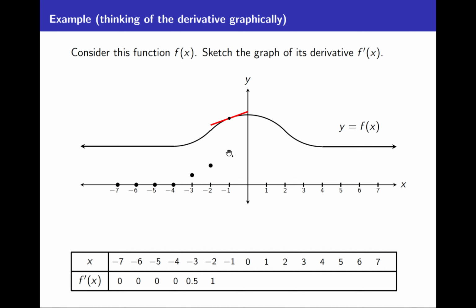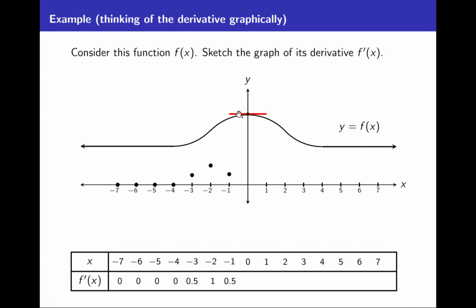And move over to x equals negative 1. You'll look at the slope. Looks like slope negative 1/2 again. So that would mean f prime of minus 1 is negative 1/2. And we'll plot the point negative 1, f prime of negative 1, right there. Negative 1, negative 1/2. And move on.